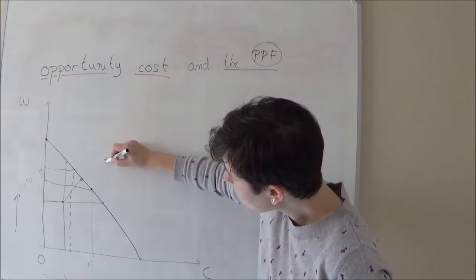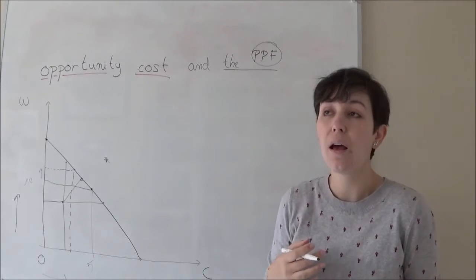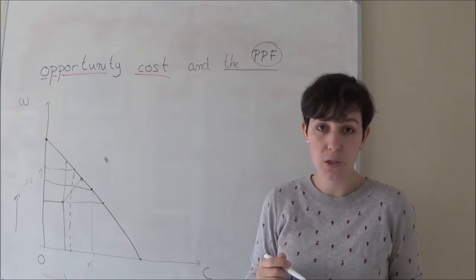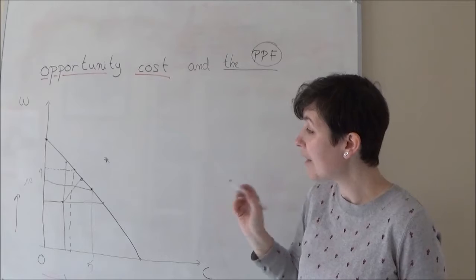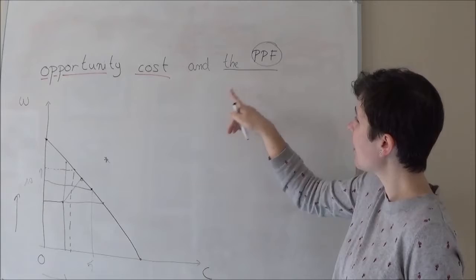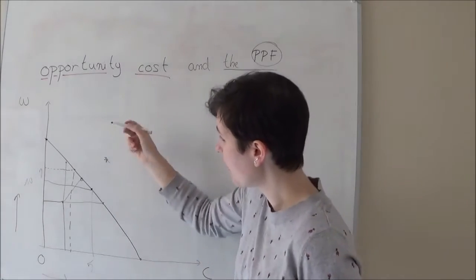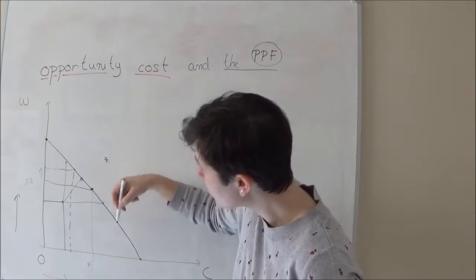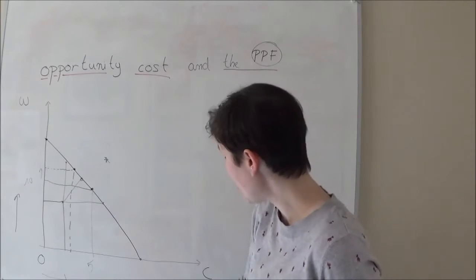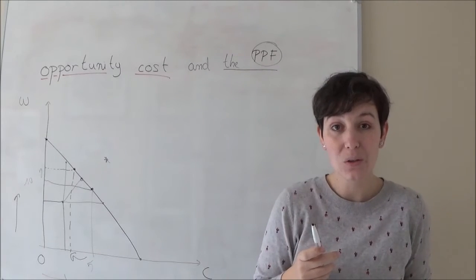And what about a point like that? That is not possible, it's unfeasible. We can't do it, because the PPF is where we are using all our resources. And that is the key of this PPF. Now we are going to talk about how this PPF is connected with the opportunity cost. We have observed already that if we are at a point like this and we want to produce more wine, it means that we are going to produce less cheese. So we are talking about the opportunity cost.